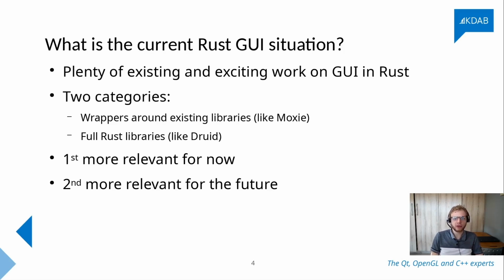I'm not going to talk too much about those libraries because, as I said, the idea is to rewrite the full GUI stack in Rust. The idea of this talk isn't really about I just want my code in Rust and I want a GUI. So we're not going to go too much more into that. And then the second category of Rust GUI libraries are what I've called full Rust libraries. The example I've given is Druid, but there are many other examples.